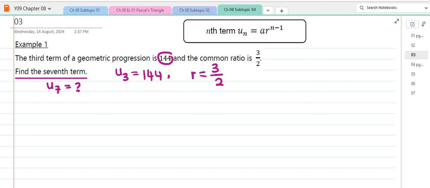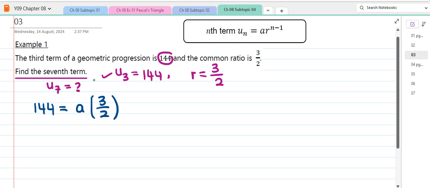Let's have a look at the formula that we will use: u7 equals ar to the power of n minus 1. We have the common ratio already, but the missing term is the first term. So let's use this information to find a. u3 is 144, so 144 equals ar to the power of n minus 1. a is the number we're looking for, r is the common ratio, 3 over 2, put inside the bracket, and n is 3. So 3 minus 1 is squared. As simple as that.